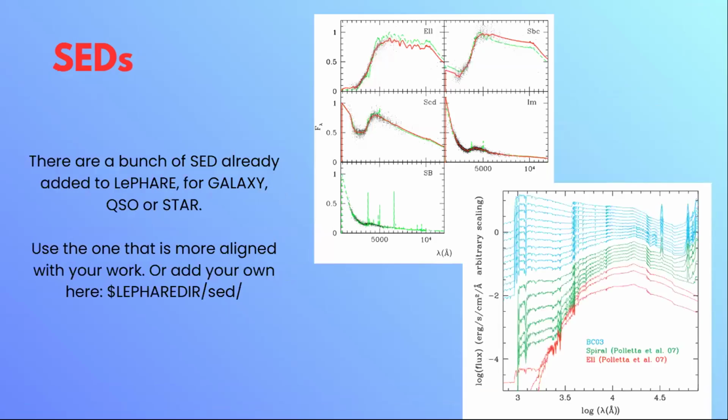And also there are a lot of SEDs. What I like about LePHARE is that you can use galaxy, quasar, or star templates, and you can do three different estimations of the redshift, based on their chi-square that you will fit. So very useful. I have never added more here, but you can add more. And if not, you can go to the website, and in the website, they have every single SED.